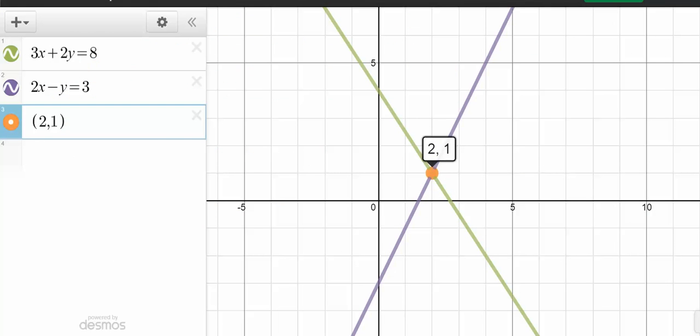Okay, so many people said that they got the answer of 2 and 1, so I went ahead and graphed it to see quickly if we got it right. We had 3x plus 2y equals 8 and 2x minus y equals 3, and I put the point 2, 1 in, and it definitely crosses. The intersection of those two lines is 2, 1, so the solution to the system is 2 and 1.